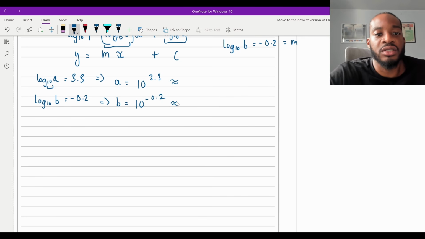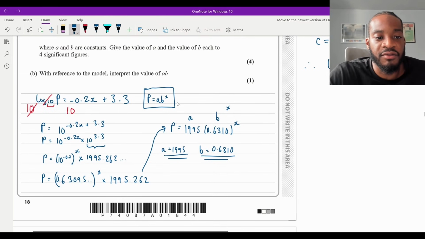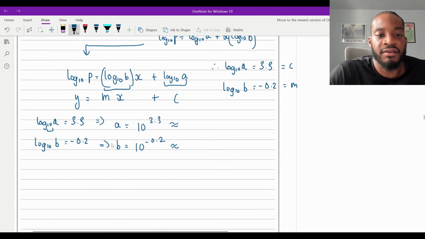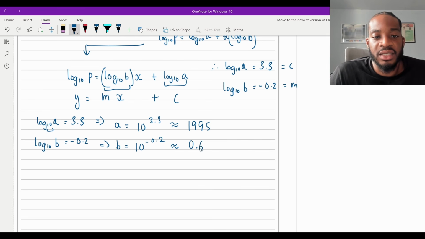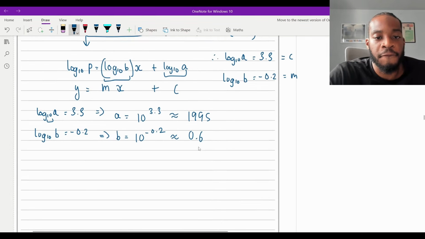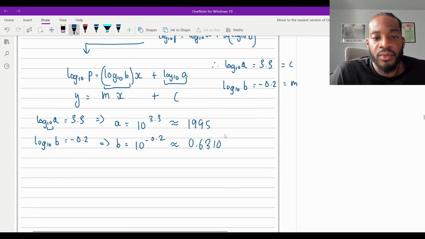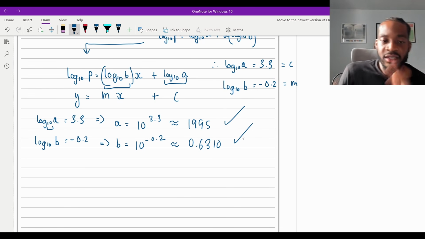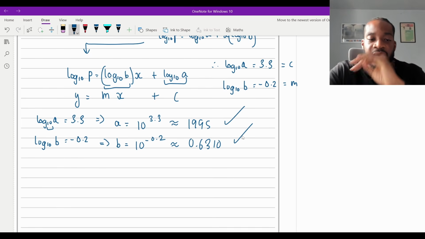That one, 10 to the 3.3, was that one there, 1995, to four significant figures. And that one was 0.6310, yeah. And that is it. That is the other way to do it. Let me know which way you guys prefer in the comments. I believe it's the second way, but I just thought I'd do both. So that is part A done.